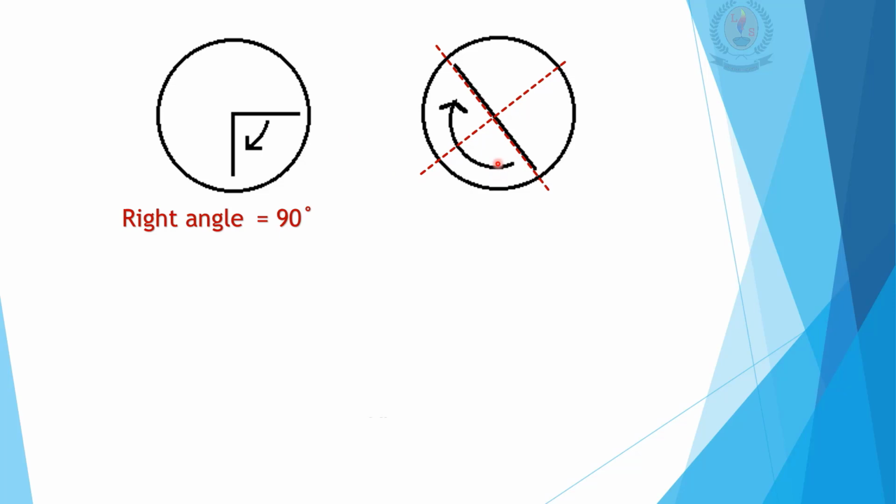There, in this fraction of revolution, what do you think, children? How many right angles are there? Yes, there are 1 and 2. 2 right angles. So, if one right angle is equal to 90 degrees, 2 right angles will equal 90 into 2, 180.